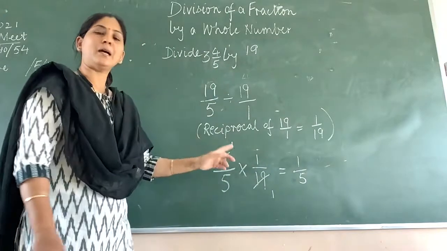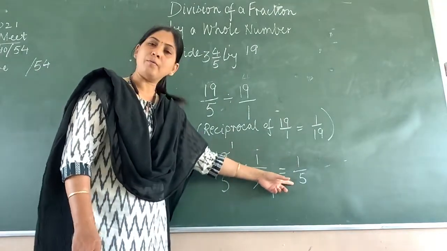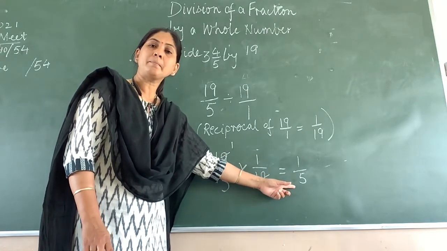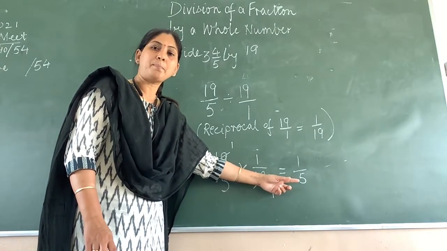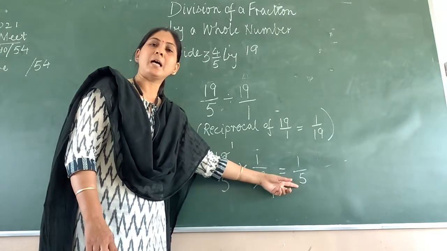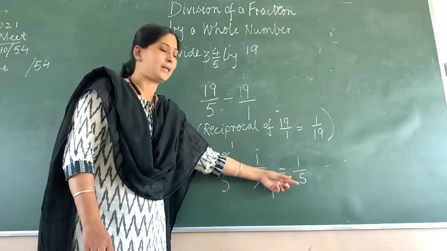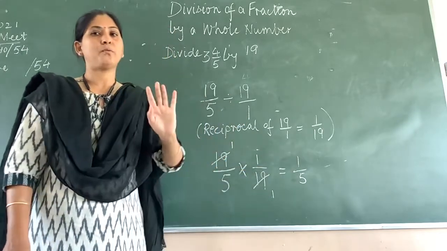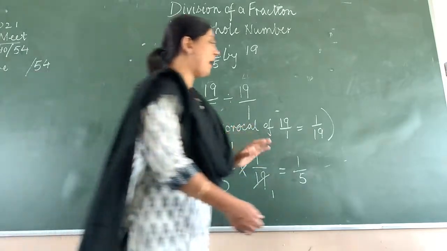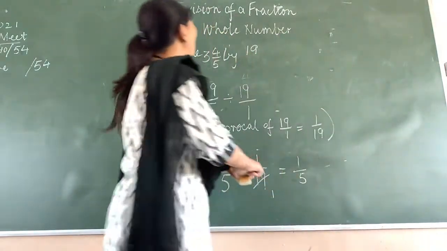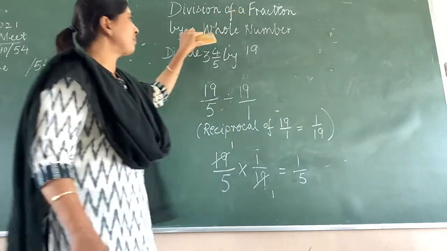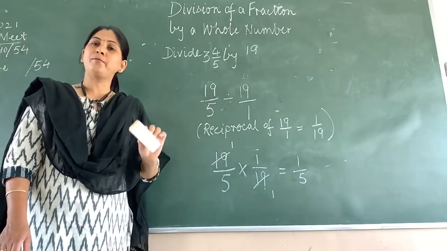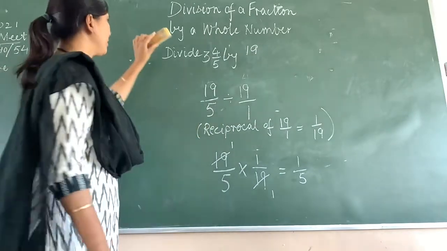So what is our answer? 1 over 5. The numerator is smaller than the denominator, so it is a proper fraction. Whenever we get the answer as a proper fraction, that is our answer. 1 over 5 means 1 over 5 only. Okay? So we learned how to divide a fraction by a whole number. Now we will learn how to divide a fraction by a fraction.